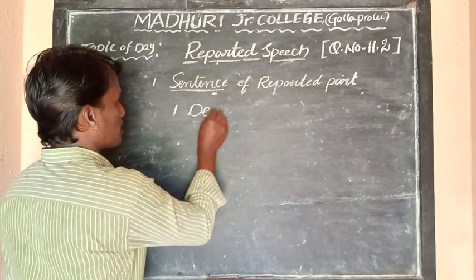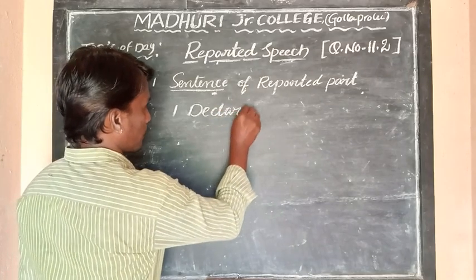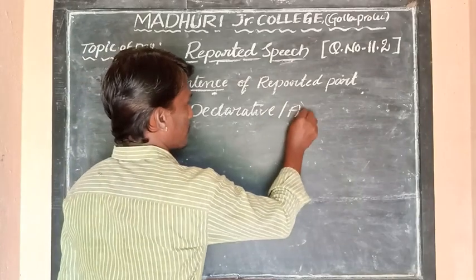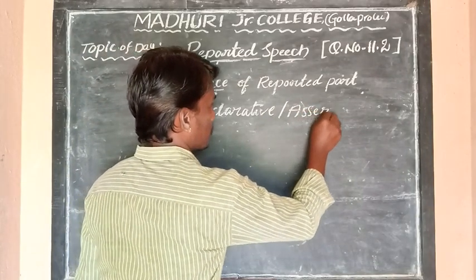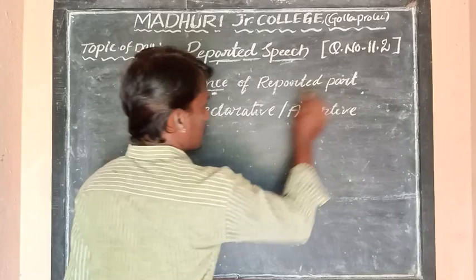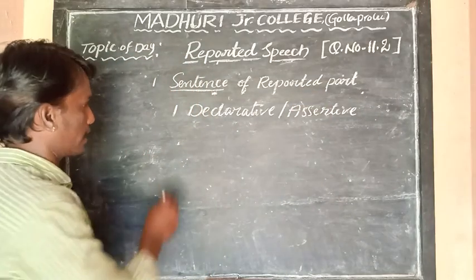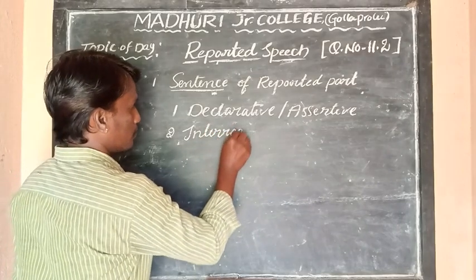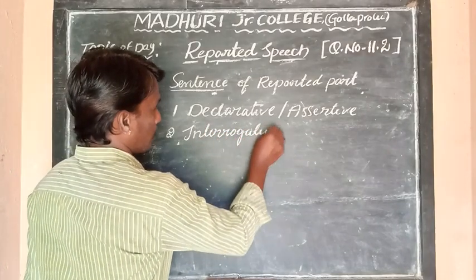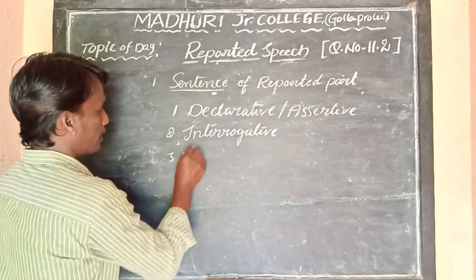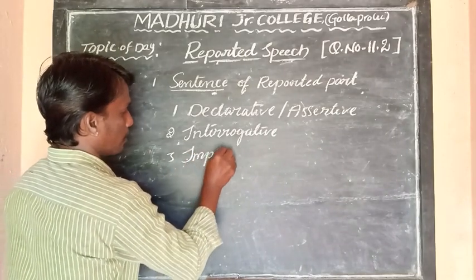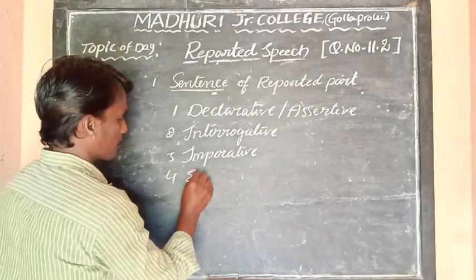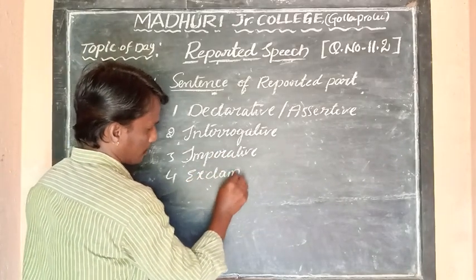The very first kind of sentence is the declarative sentence. The first sentence is declarative, or it can also be called assertive sentence. And the next one is interrogative sentence. And the third one is imperative sentence. And finally the fourth one is exclamatory sentence.